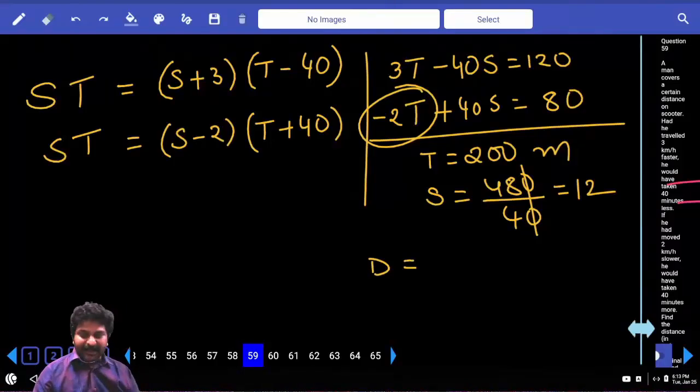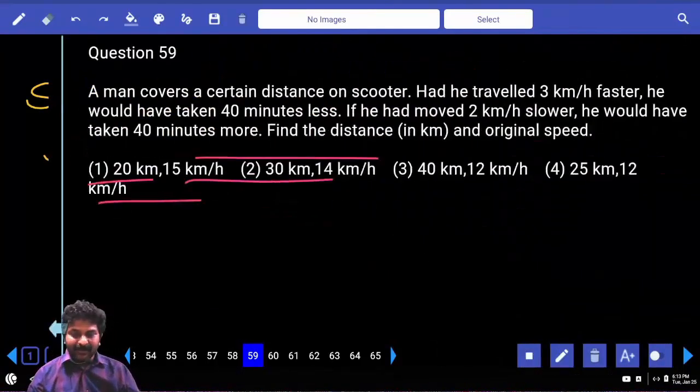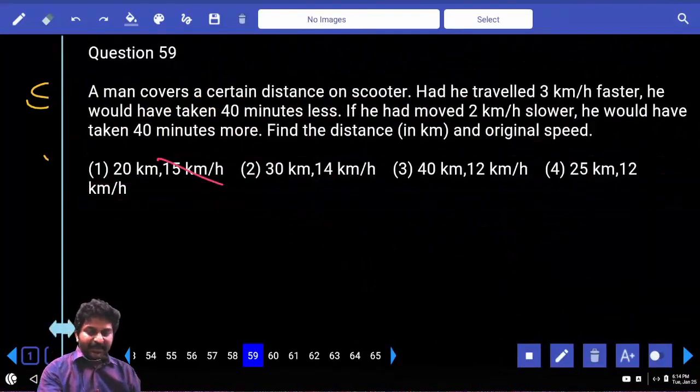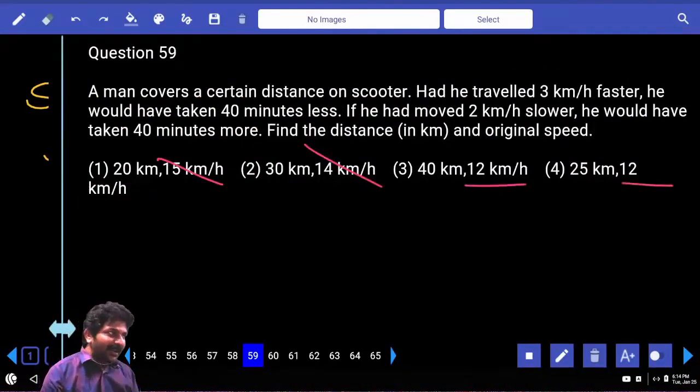Forget about it for some time. You know that s is equal to 12. Where exactly is it? Here it is 15, 14, 12 and 12. Two options are there. So we had to calculate distance. Okay na? If only 12 km/h is there as an option, then that is also done, right?